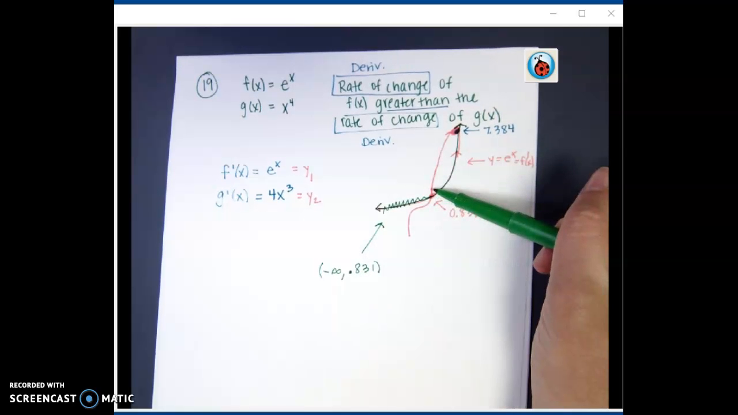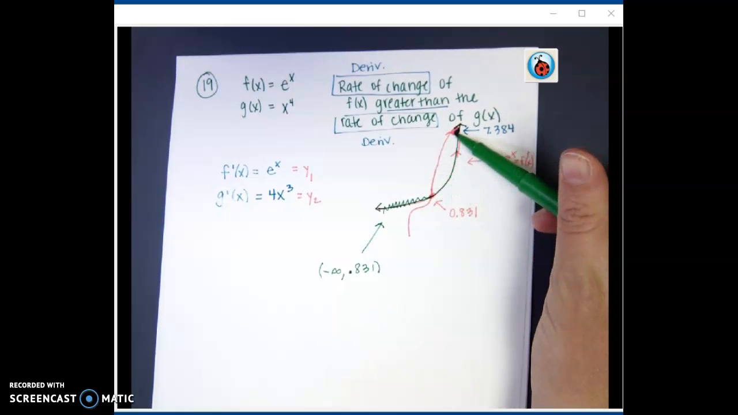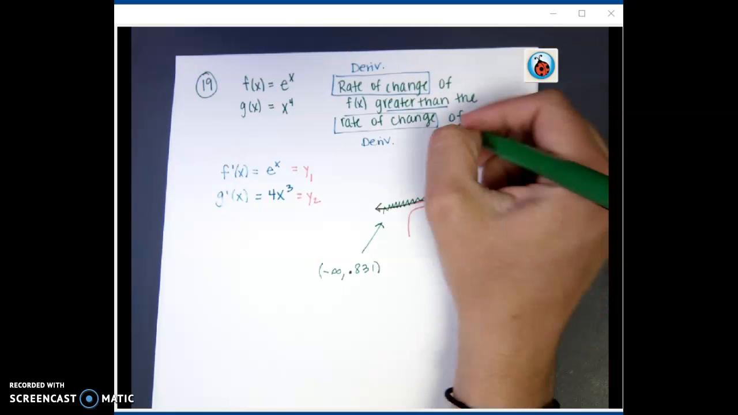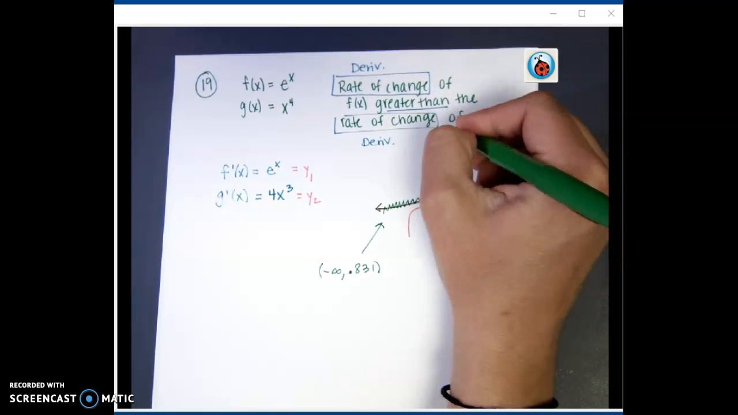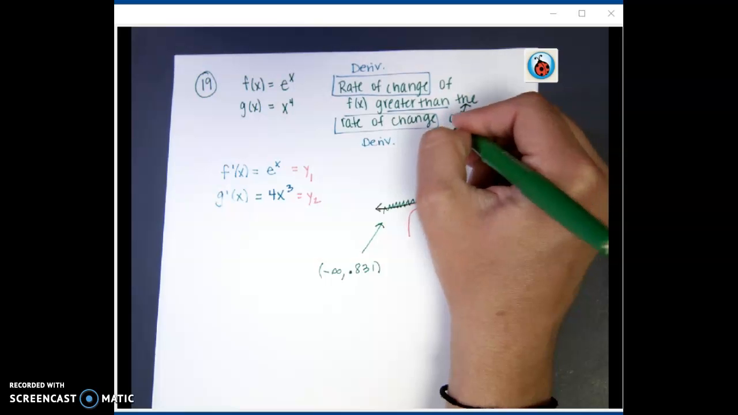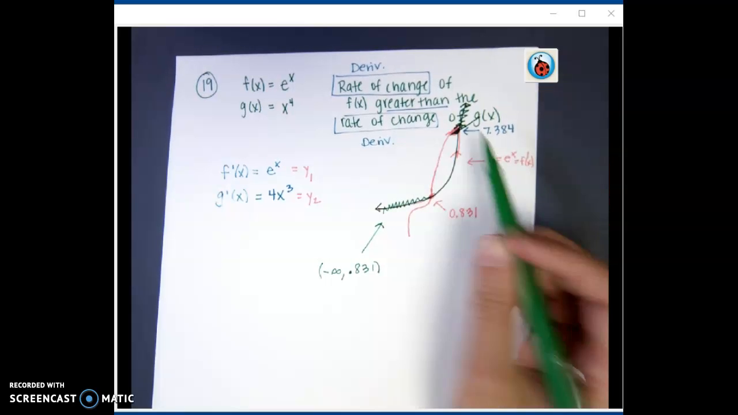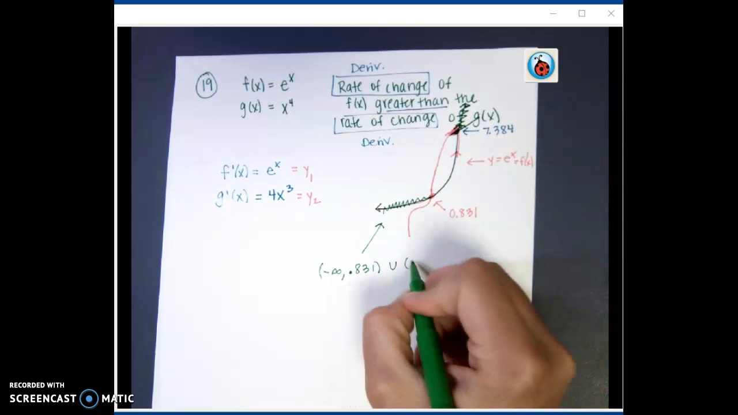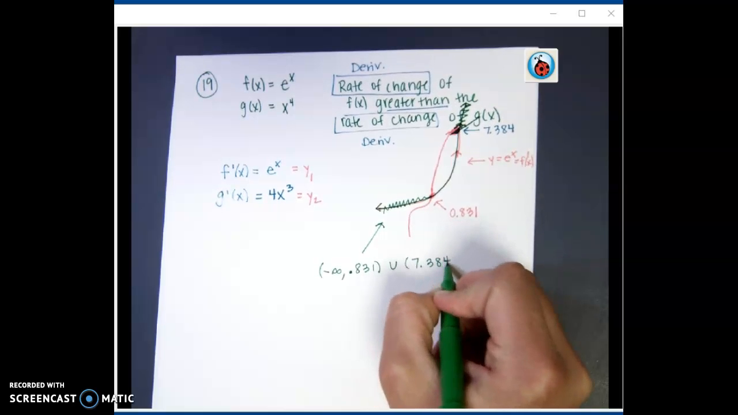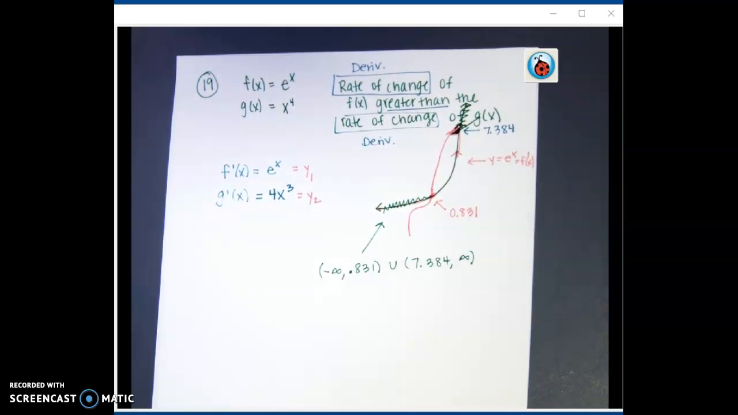Okay, for the next part of the graph, this is where g prime of x is on top, so that doesn't count. But if you look here, where this would intersect, this is another little section where it would be on top. So that's why the other part was the 7.384, and then the rest of the graph, f prime of x would be greater than our g prime of x.